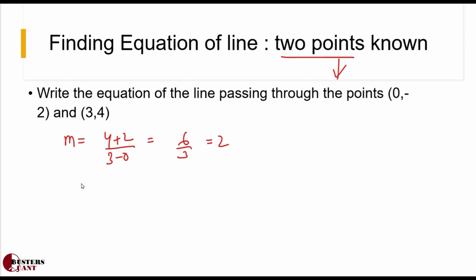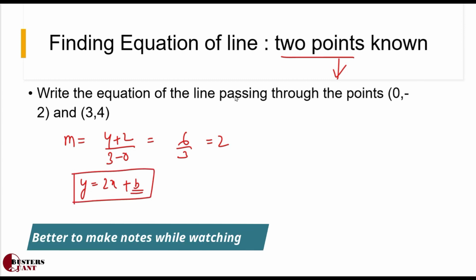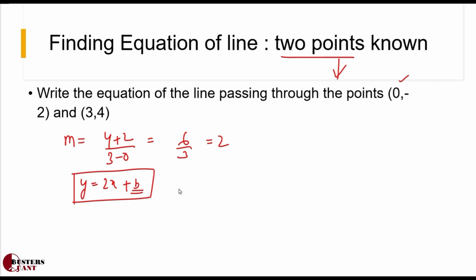So the equation of the line will be y = 2x + b. Now we need to find the value of b. So I need to put any one point here. Let us put (0, -2). Putting x equal to 0 and y equal to -2, the value of b equals -2. So the equation of the line will be y = 2x - 2. This is the required equation of the line.